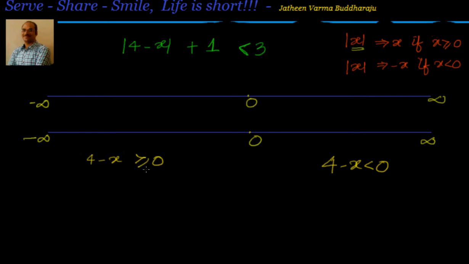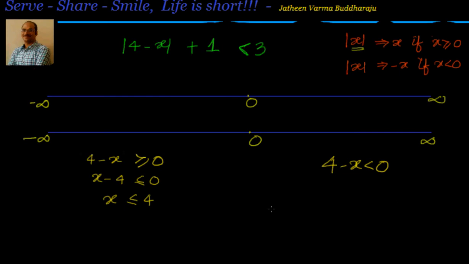Now let us see what is the meaning of 4 minus x greater than or equal to 0. That's nothing but x minus 4 less than or equal to 0, because I have multiplied with minus, so the sign will change. So x less than or equal to 4.